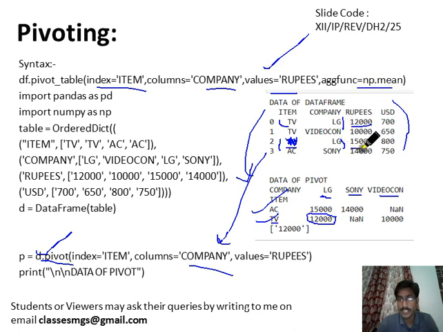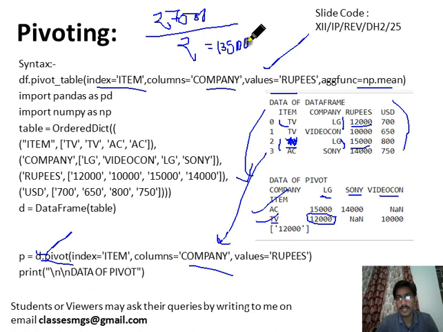12,000 plus 15,000 is 27,000, and 27,000 divided by 2. Then what will come? 13,500. So what value will come if we run it with pivot table? 13,500. Other values also tell.